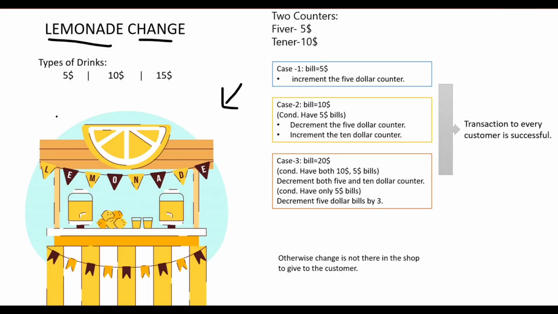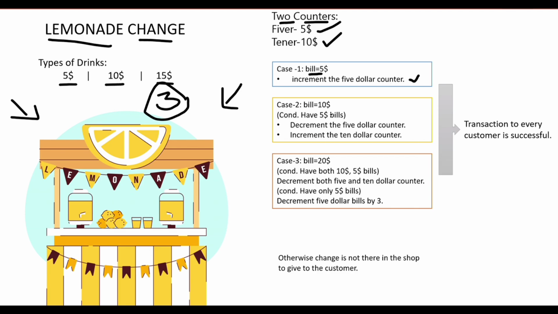As we are looking here, we have a lemonade stand. Now we're going to have three types of denomination, which is $5, $10 and $20. So we're going to solve this problem with two counters, the $5 counter and the $10 counter. We have three cases. The first case is that the customer gives a $5 bill and there is no change, but the shopkeeper is getting the $5, so we're going to increment the $5 counter.